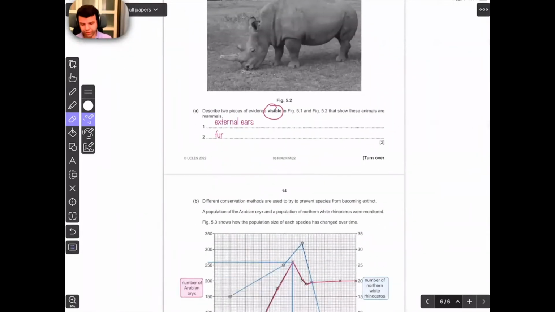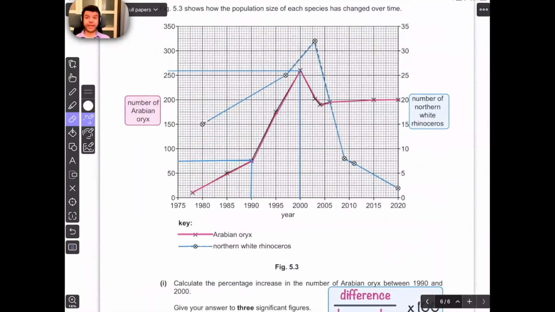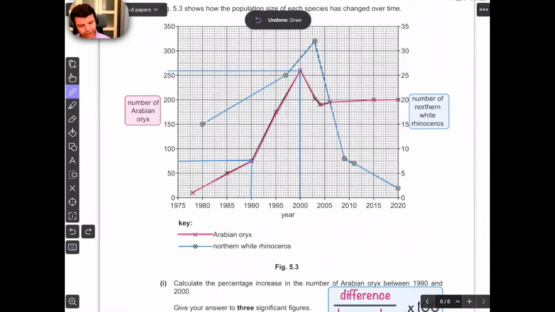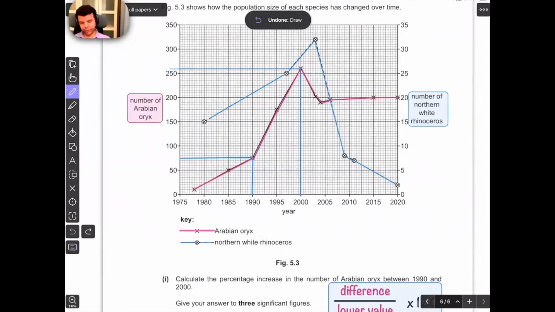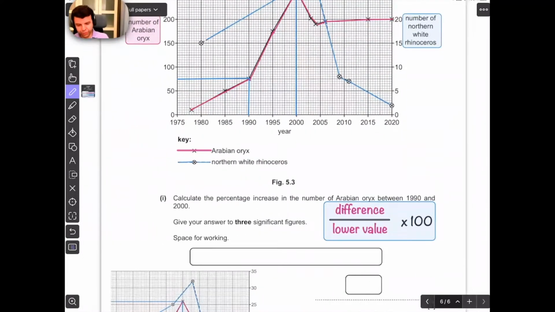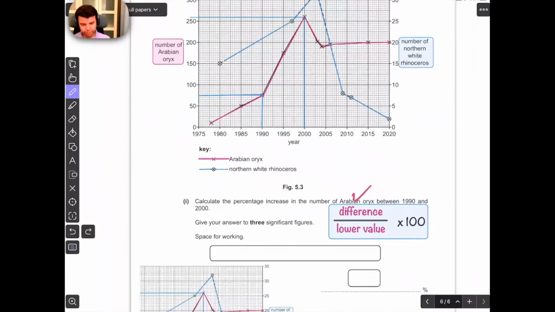Okay. Moving to the graph thing. They gave you a graph. It's like two graphs put in one. A graph about one animal, that's the one in the picture on top, and another one for the one here on the right. I just put two colors just to make our life easy while we're talking. So I'm going to refer to this animal as pink, and this animal, I'm going to refer to it as blue. Okay. So first thing is calculate the percentage increase in the number of that pink animal between 1990 and 2000.